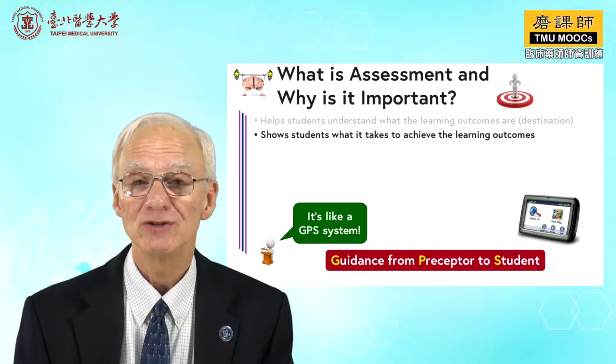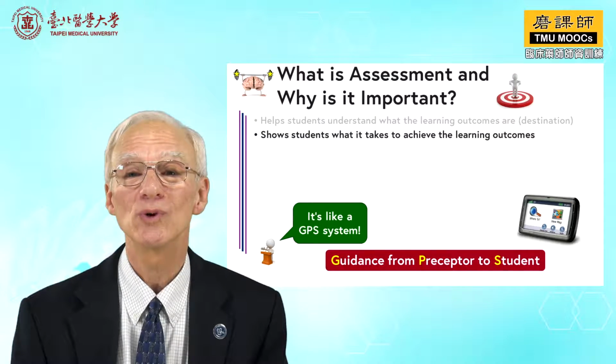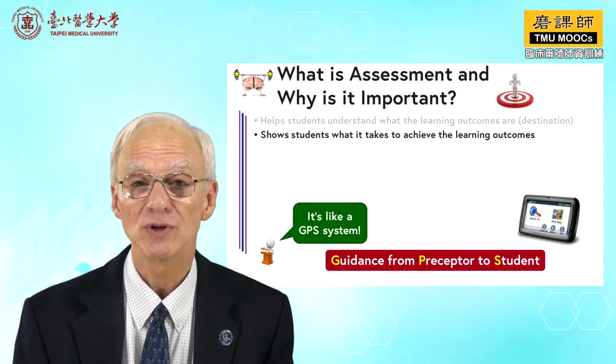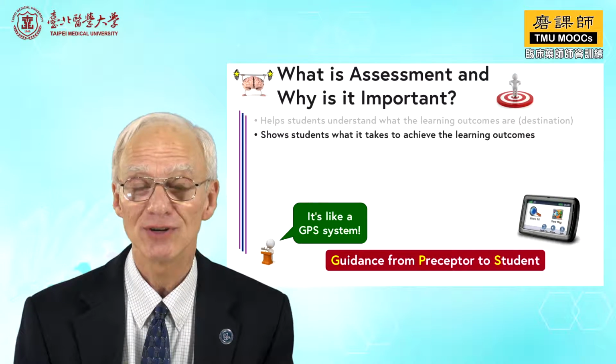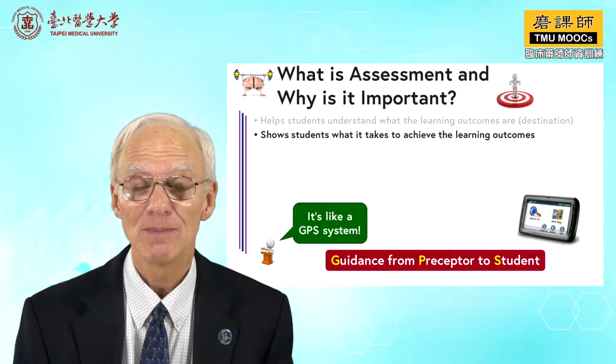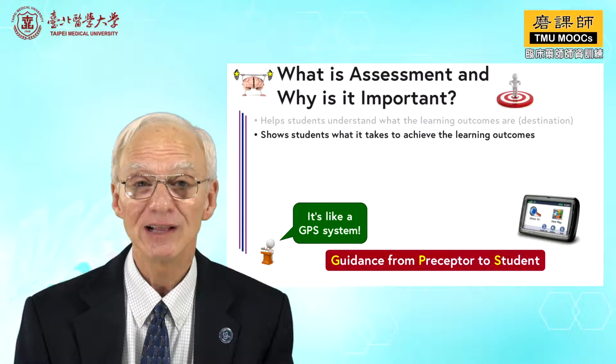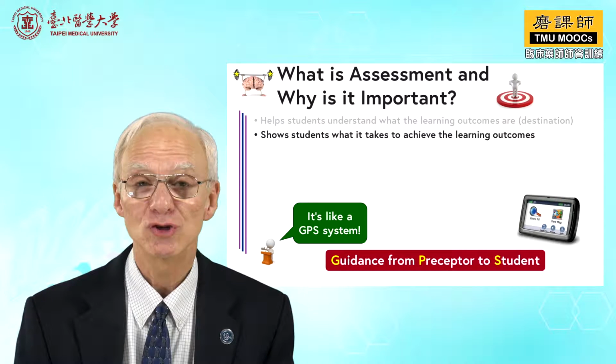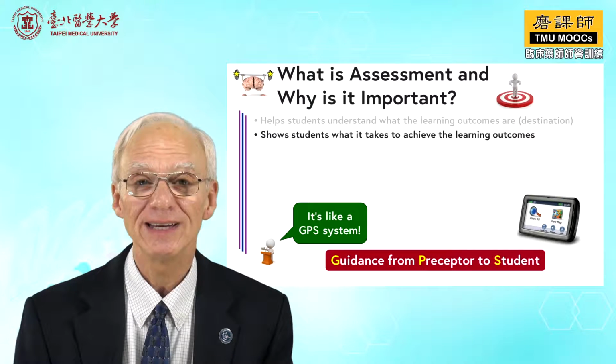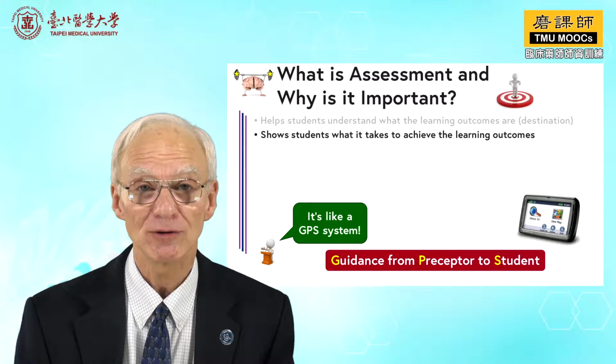Now, the GPS system should also show students what it takes to achieve the learning outcomes. When I program a destination into my GPS system in the car, it provides me a route that will take me to the destination. And it illustrates that route on my system with a thick purple line that shows the streets and the roads that I should take to get to the destination. So similarly, a good assessment system will provide students with a clear picture of the route that they need to take to achieve the learning outcomes.